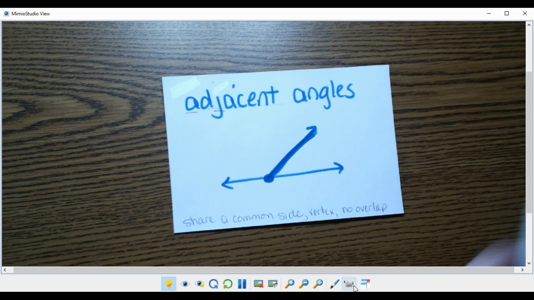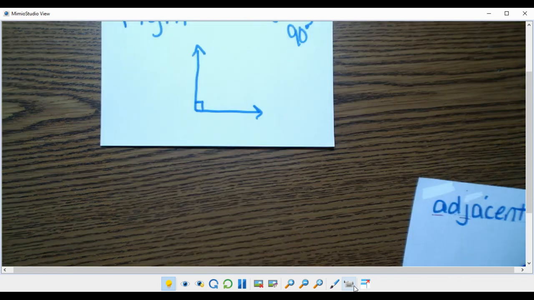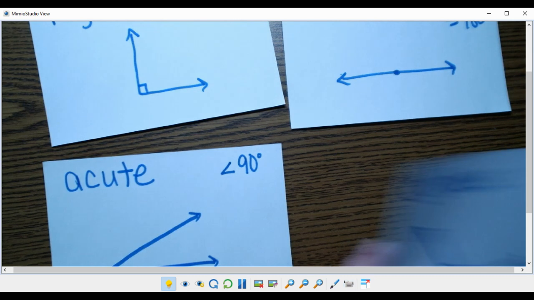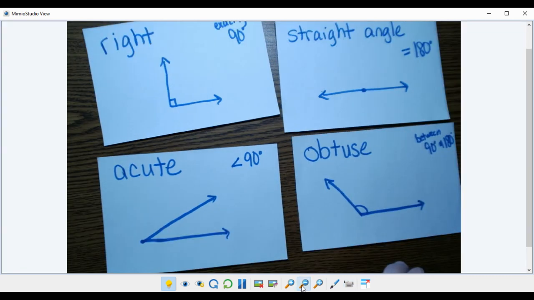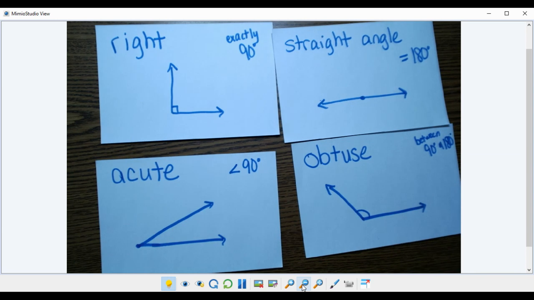Okay, so let's summarize here real quick. We've got 4 types of angles, 4 categories of angles. We've got right, straight, acute, and obtuse angles. Those are the types of angles or the categories or the classification of angles.